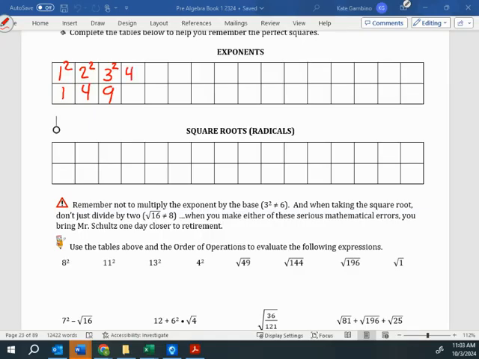What would 4 squared be? 16. 5 squared? 25. 6 squared? 36. 7 squared? 49. 8 squared? 64. 9 squared? 81. 10 squared? 100. 11 squared? 121. Good. 12 squared? 144. Good. 13 squared?